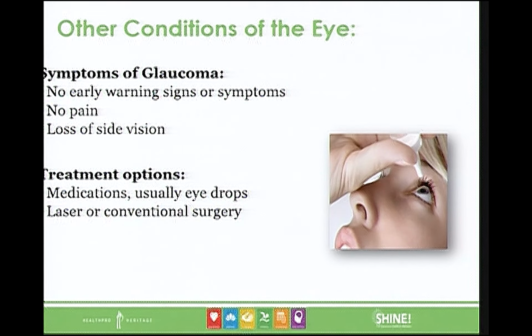So, symptoms of glaucoma. There's not typically any early warning signs or symptoms, and there's not typically any pain, but we do have a loss of side vision. Some treatment options can include medications, usually eye drops, and sometimes laser or conventional surgery.